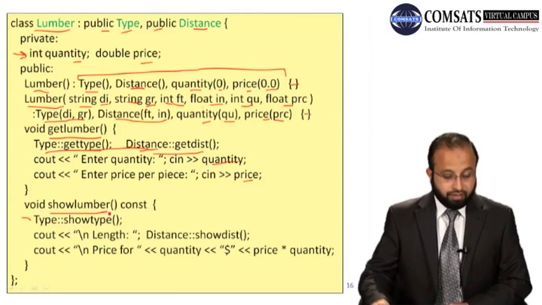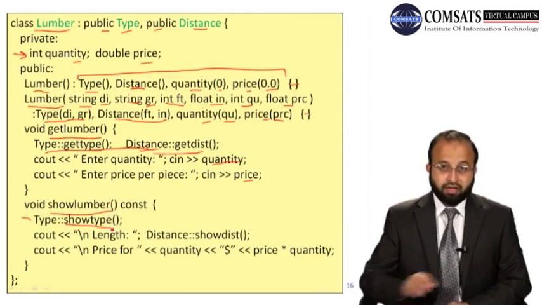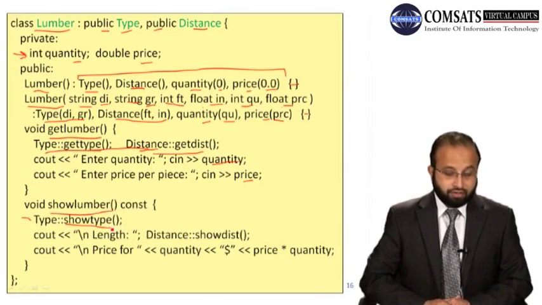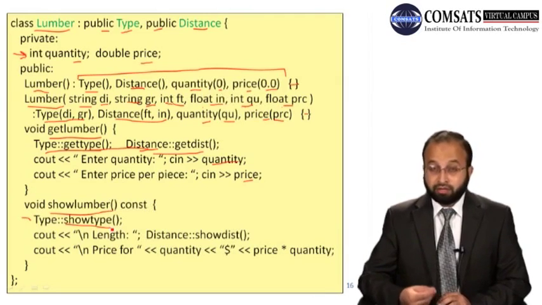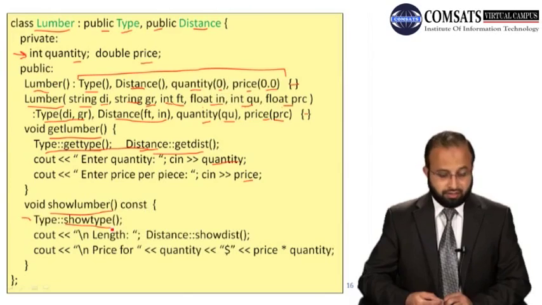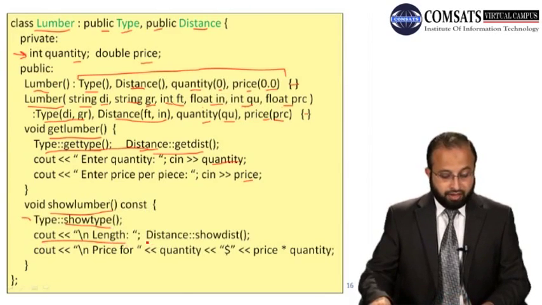Then after that there is the show number function. शो नंबर का फंक्शन सबसे पहले शो टाइप को कॉल करेगा. शो टाइप क्या करेगा कि वो टाइप क्लास का फंक्शन है शो टाइप. It will show the type, it will display the content of the object that called the show number function, because an object of a number class is also considered as an object of a type class and a distance class, ठीक है. And then it displays the message length, and then we call the show dist function of the distance class using a scope resolution operator. Now it knows that show dist function जो है वो distance class में मौजूद है.